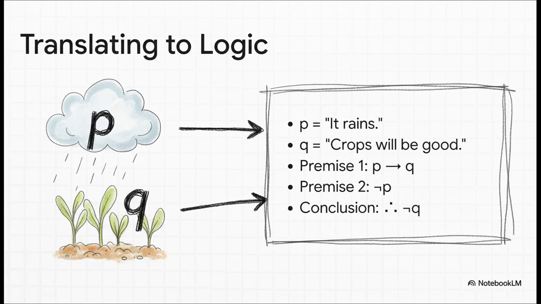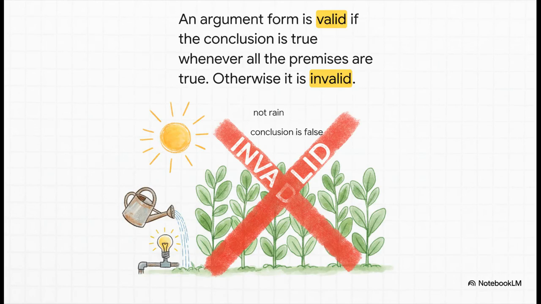First things first, let's translate this from English into our logic speak. So premise 1 is, if it rains, we'll call that P, then the crops will be good. We'll call that Q. So that's P implies Q. Premise 2, it did not rain. That's just the opposite of P, or not P. And the conclusion, therefore the crops were not good, which is not Q. So, the million-dollar question, is this argument valid?